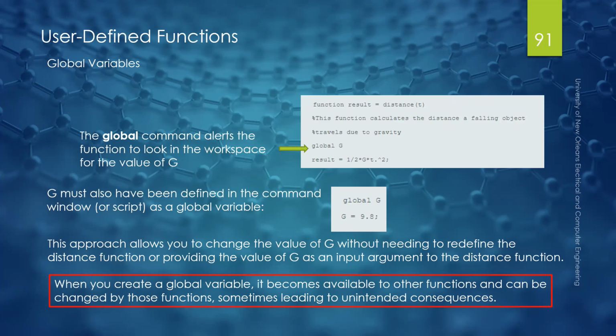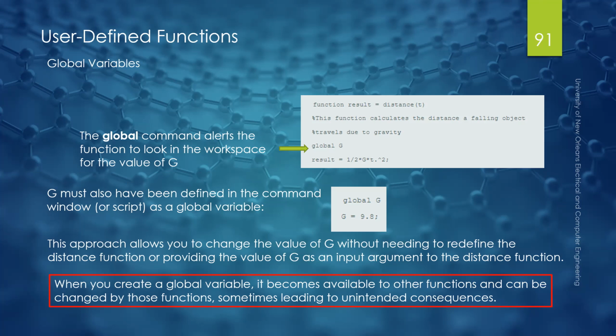In this case, we have a function, again, the function distance that we defined previously. But now we have defined g, capital G here, as a global variable, okay? Meaning that when you define it as a global variable, it's going to be available for other functions in your programs if you want, okay? So the global keyword here alerts the function to look in the workspace for the value of g. G must also have been defined in the command window or script as a global variable.